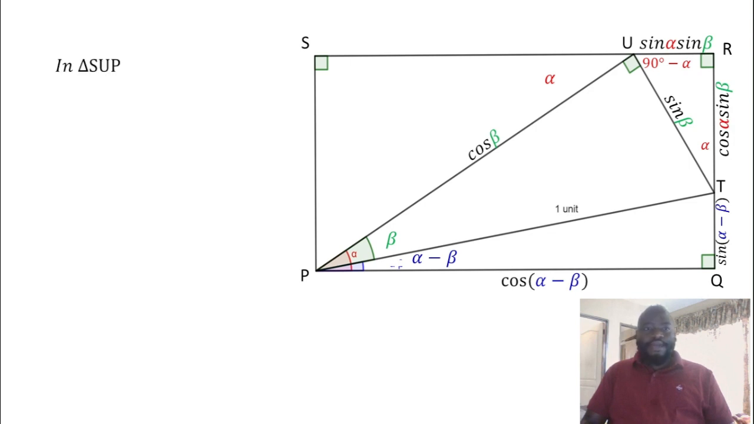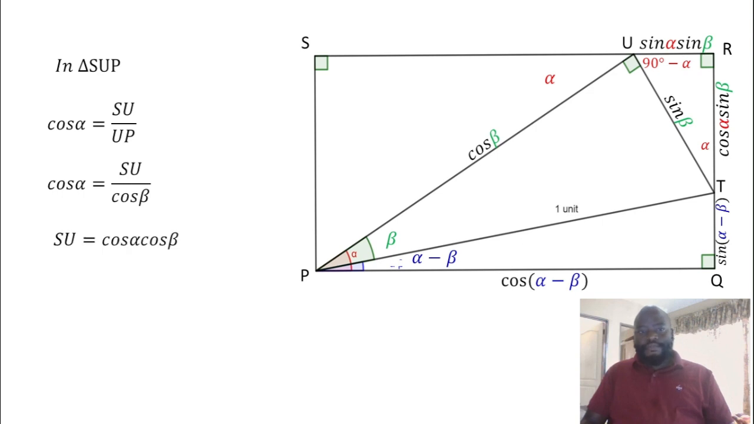Okay, now we go to triangle SUP. In triangle SUP, cosine of alpha is SU over UP, and we know what UP is, cos beta, so we substitute in and then multiply both sides by cos beta. We get SU equals cos alpha cos beta. Let's put that over there.